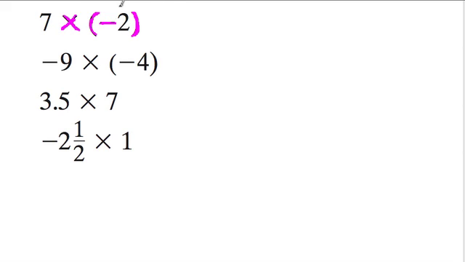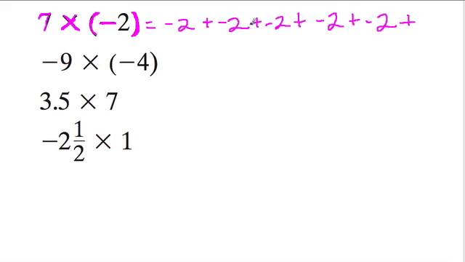I think the best way to think of this is in terms of groups. You could think of this question as saying 7 groups of negative 2. And that's going to end up equaling negative 2 plus negative 2 plus negative 2, 7 times, just as you would do with positive numbers. So 1, 2, 3, 4, 5, 6, 7.